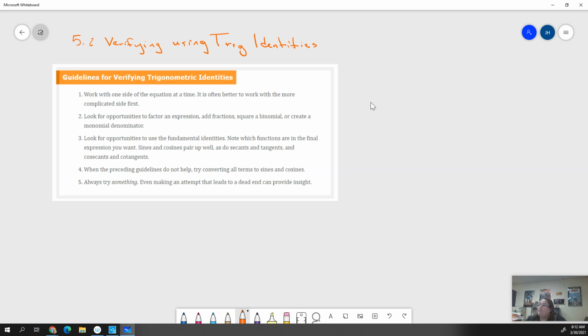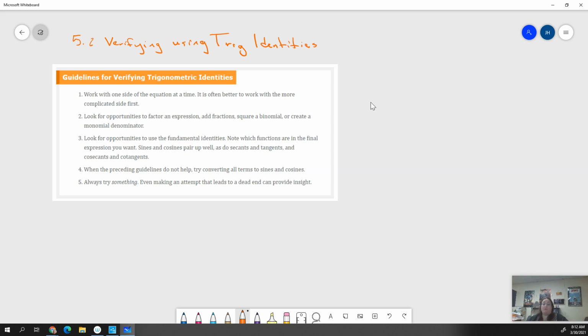Look for opportunities to use the fundamental identities. You have lists of the fundamental identities. Use them. I will repost them in your PowerSchool as well. Note which functions are in the final expressions you want. Sines, cosines pair up well. So do secants and tangents, cosecants and cotangents. If you have that list of identities in front of you, it makes it a whole lot easier.